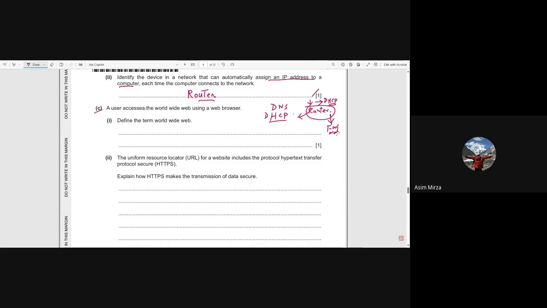So C, a user accesses the World Wide Web using a web browser. Web browser means it's application software. So it can be Opera, Edge, Firefox, Safari, Google Chrome, whatever you like, right? So you open a web browser, then what happens? Define the term World Wide Web. Definitely, we know that because we are computer students, and we know that whenever we type the URL, we see these things: HTTPS, then www.cnn.com.